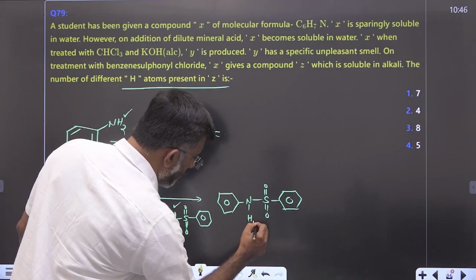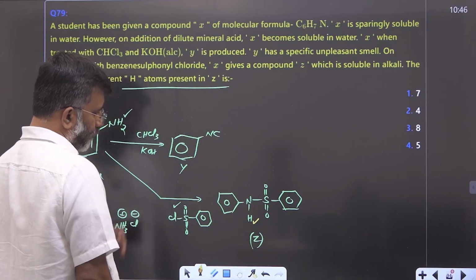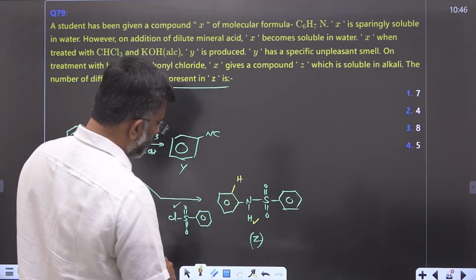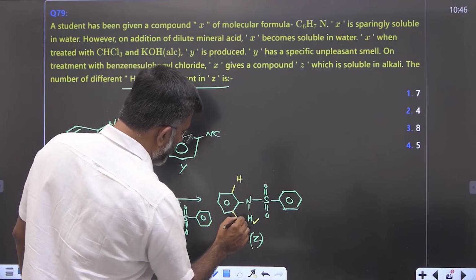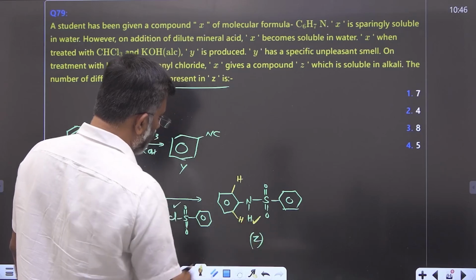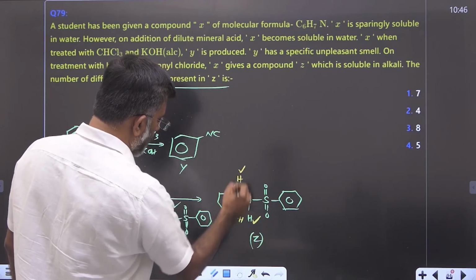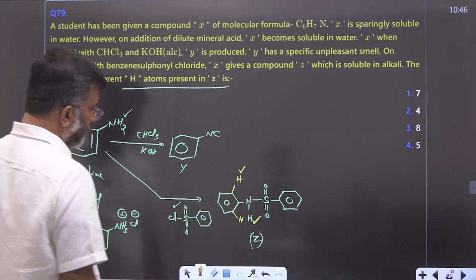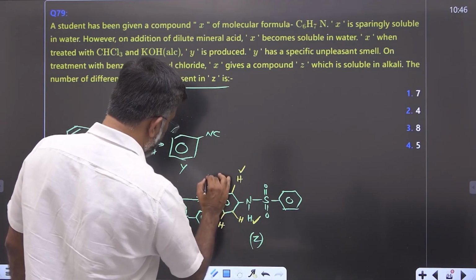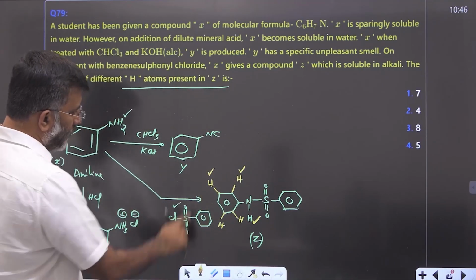This is one type of hydrogen. And here we have a hydrogen. And here we have a hydrogen. These two are same, so this is one type. And these two are same type, so second type. And this hydrogen and this hydrogen are same type, third type. These two are same.